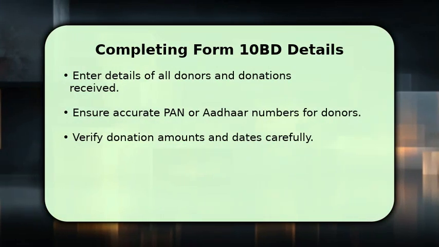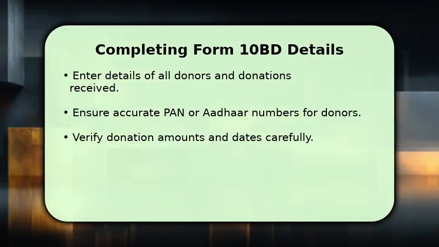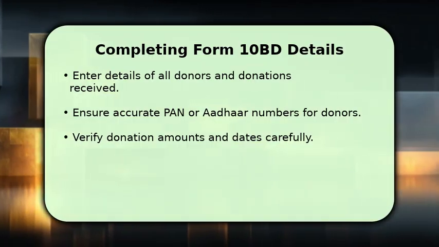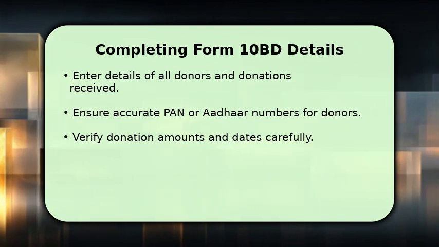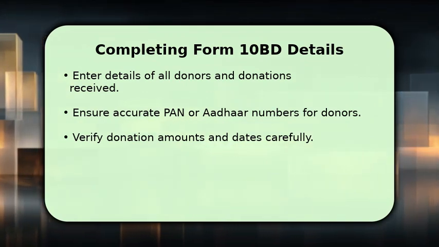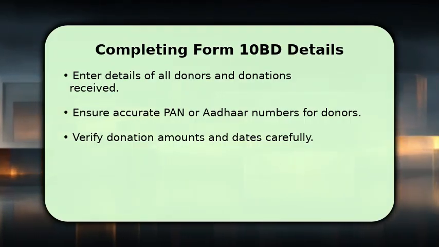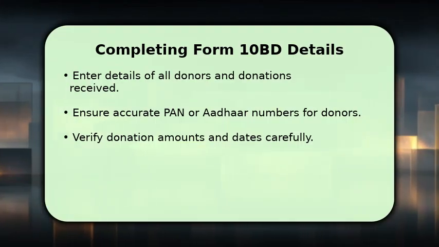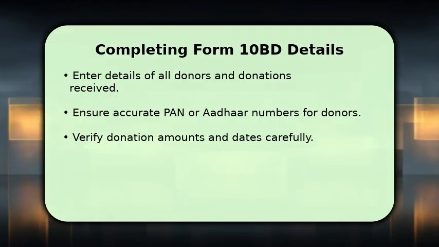Now it's time to fill out Form 10BD. You'll need to provide comprehensive details for each donor, including their name, address, and either their PAN or Aadhaar number. Accurately enter the donation type, amount, and the date of receipt. Double-check all entries to prevent errors, as precision is key for successful submission and donor benefit.